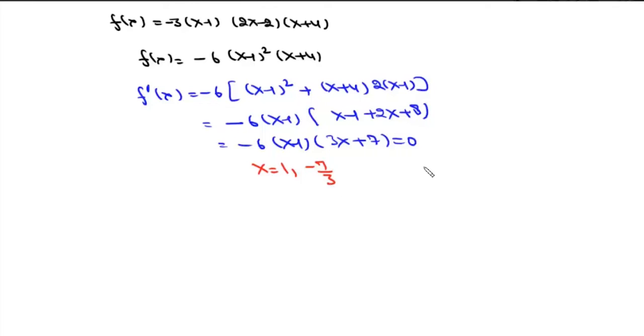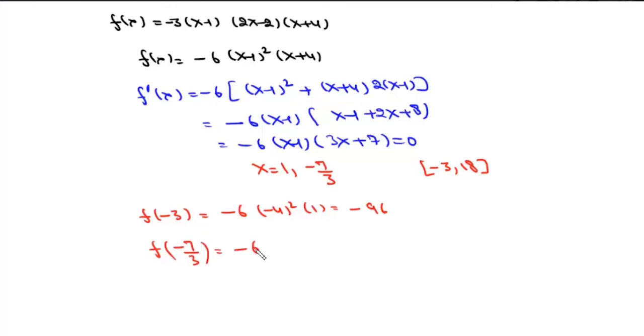Now we need to find the absolute maximum value of this function between minus 3 and 18. Now f(-3) will be this, minus 6. Now this is (-4) square, and here will be this value 1, so which is 16 into 6, which is minus 96. Now f(-7/3), this value will be minus 6. Now minus 7 by 3 minus 1, that will be 10 by 3 square into, now this is minus 7 by 3 plus 4, which is 12 minus 7, 5 by 3.